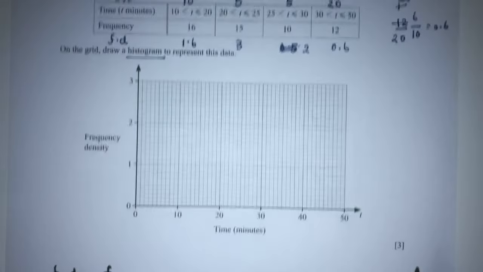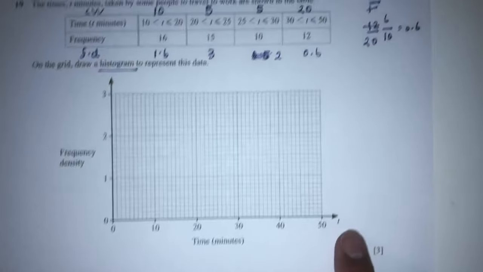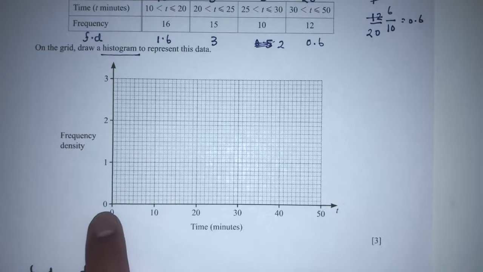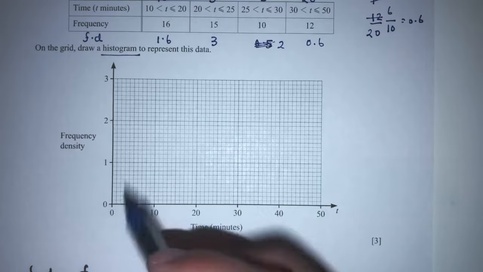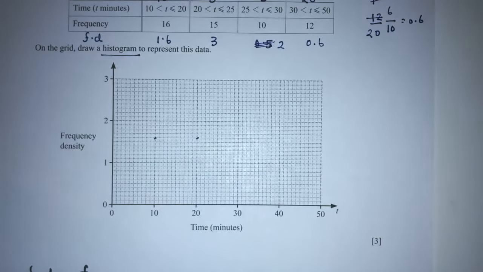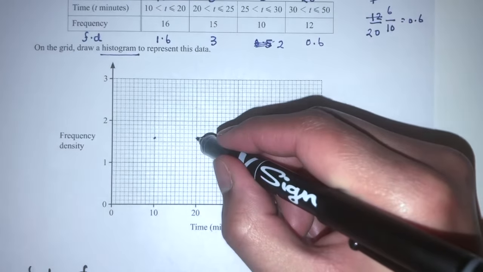Okay, so now let's plot the points. For the class 10 to 20, it is 1.6. So 10 to 20, that will be 1.6, which should be here. So of course, you will have to use a ruler for this one.